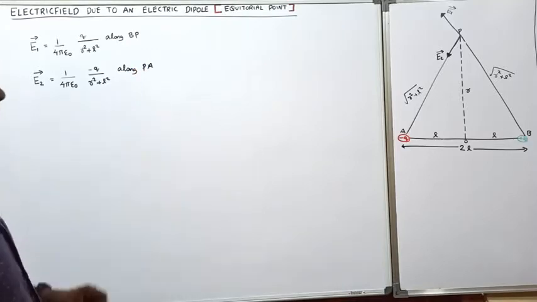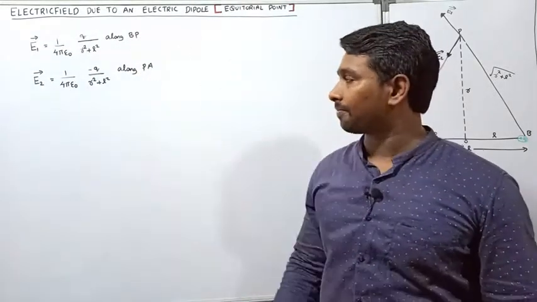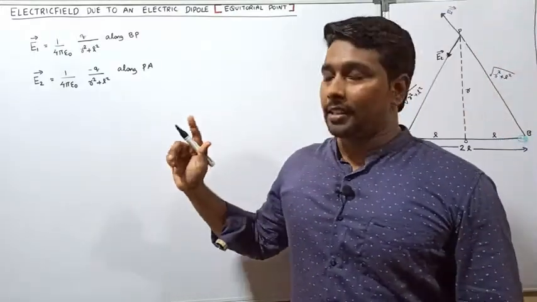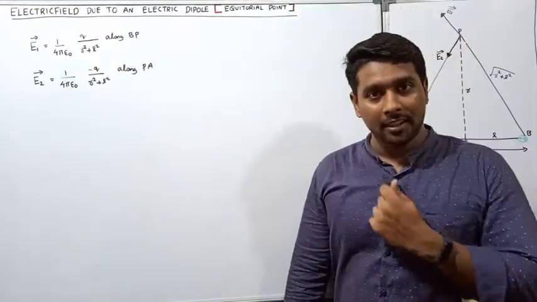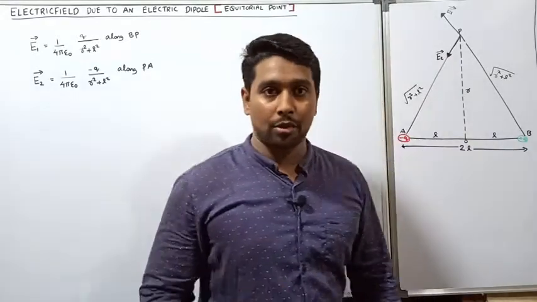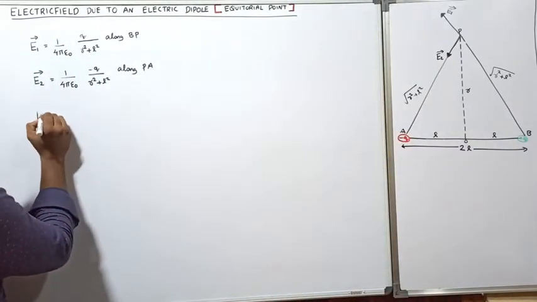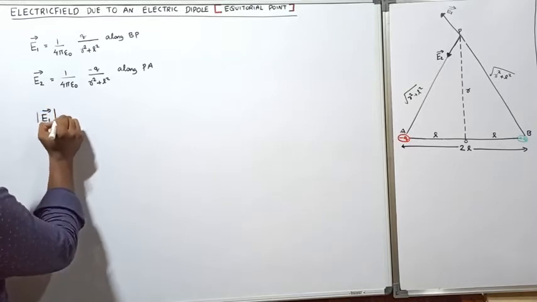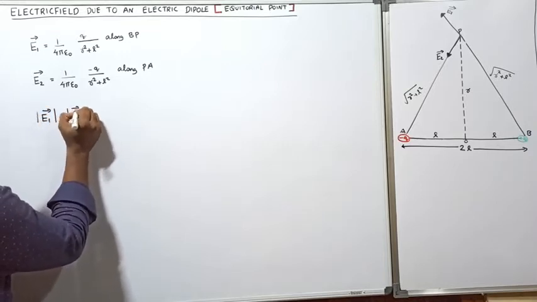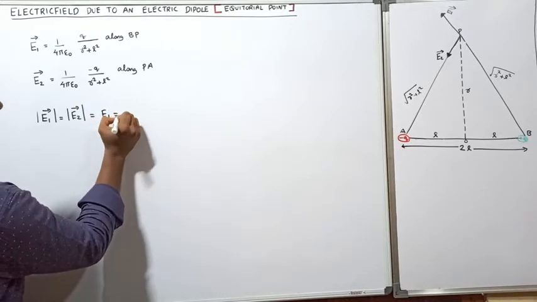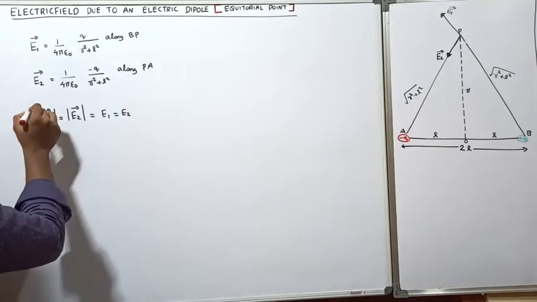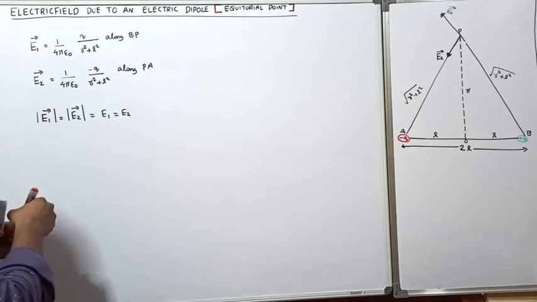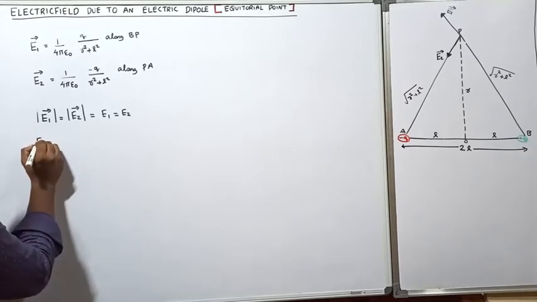right? Look at this equation. The only difference is the direction. That means the magnitude is the same. The only difference is what? Yes, the direction is different, the magnitude is the same. So we can say the magnitude of these two vectors are the same. The magnitude of these two vectors being the same means E1 is equal to what? E2. Okay, that we got. What was the equation? E1 is equal to E2, right?